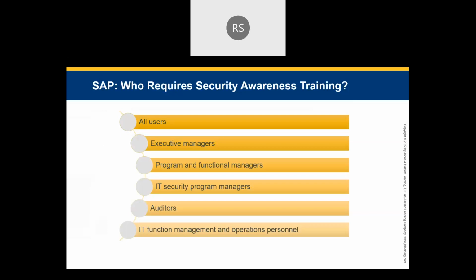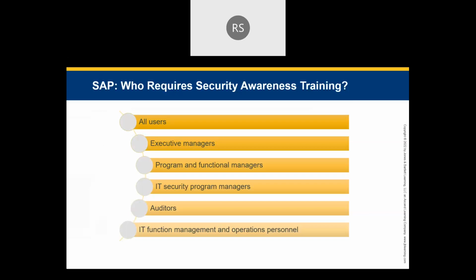Now, the program and functional managers, they're responsible for overseeing specific projects or departments. They need to have specialized training to understand the strategic importance to their department. They need to be aware of security risks related to their areas of responsibility and also ensure that the appropriate security measures have been implemented.